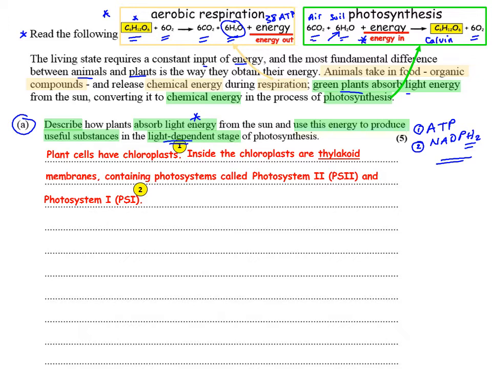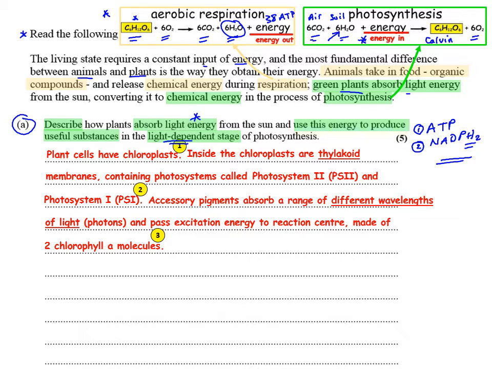We then know inside the chloroplasts are thylakoid membranes, and they're arranged into granal stacks. And it's the thylakoid membranes inside the chloroplasts that contain photosystem 2, which we normally draw on the left, and photosystem 1, which we normally draw on the right. Now, in between these two photosystems, with PS2 on the left and PS1 on the right, is the electron transport chain.